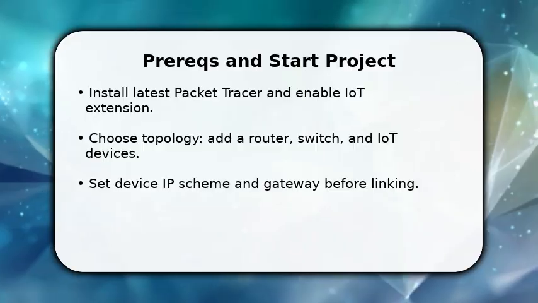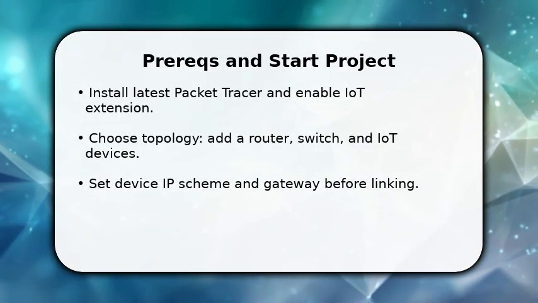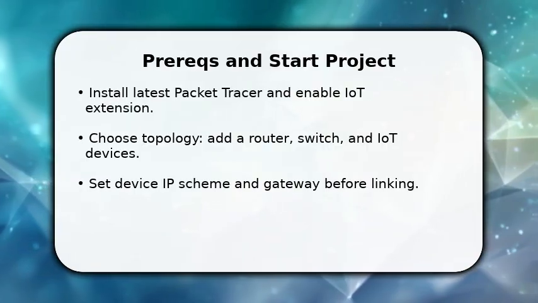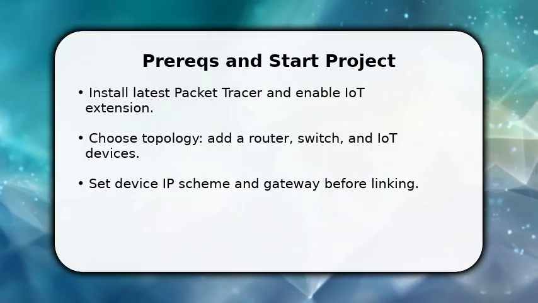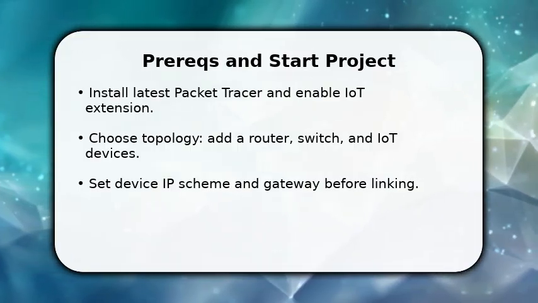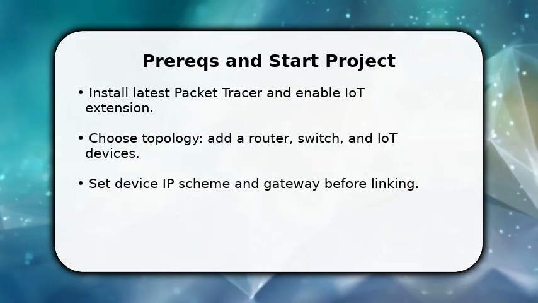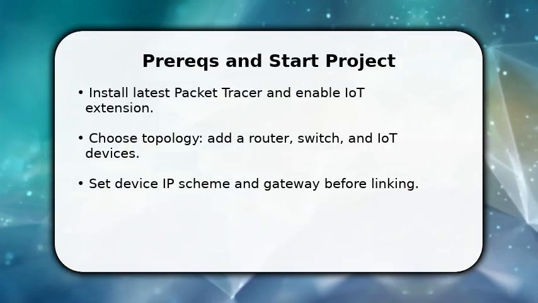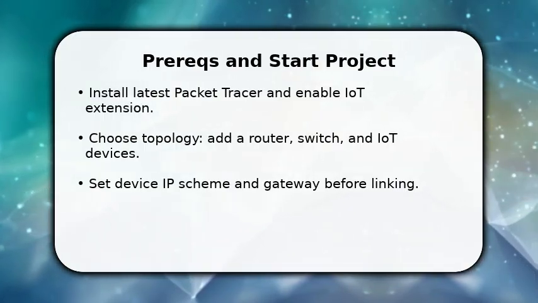You first confirm Packet Tracer version and IoT device library. That prevents missing components later. Open a new file, place a router and a switch, then drag your smart sensor and IoT gateway onto the workspace. Once done, assign IPs on the router and an IP pool for devices so DHCP works if you use it. Make sure your switch supports IoT traffic by using a managed switch model.